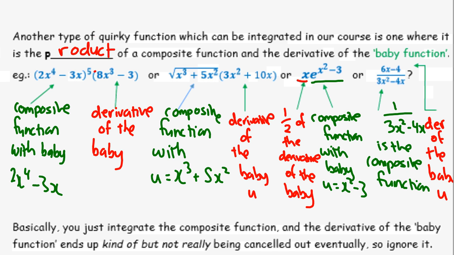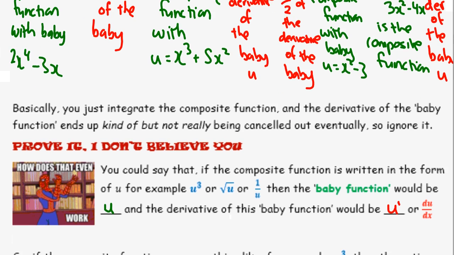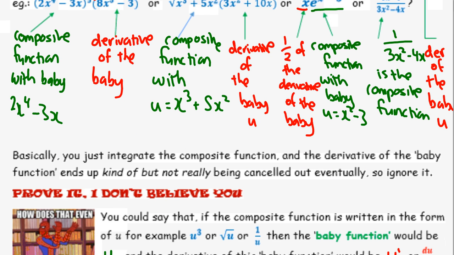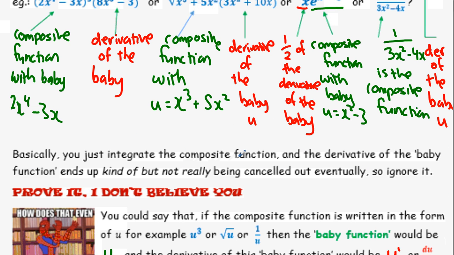These are actually even easier. These are actually super easy. They're easier than the ones we were just doing. All you do is you just integrate the composite function, and the derivative of the baby kind of ends up being cancelled out. So there's no multiplying it by 1 over the derivative of the baby. It just kind of disappears.